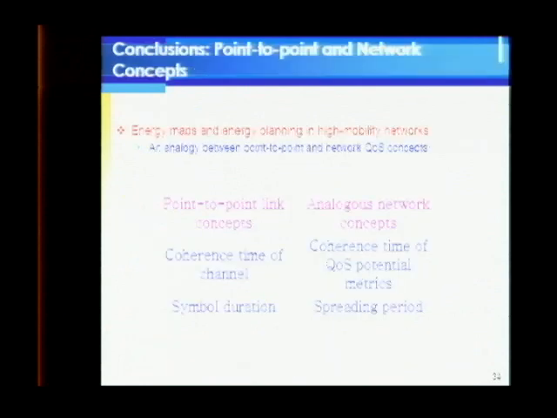So what I'd like to leave you with is this slide. It's something to think about. For point-to-point links, we have the coherence time of the channel, and if this is much larger than the symbol duration, then we can track the channel. The analogous network concept is that if the coherence time we defined for QoS metrics is much larger than the spreading period, then we can hope to track the network. I think this will make mobile networks much more tractable than commonly believed, because common algorithms use individual node mobility, not coherence time.